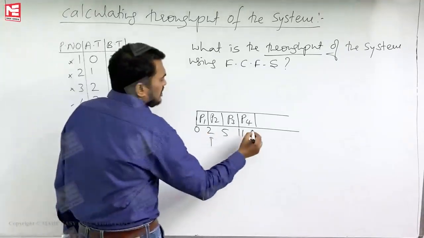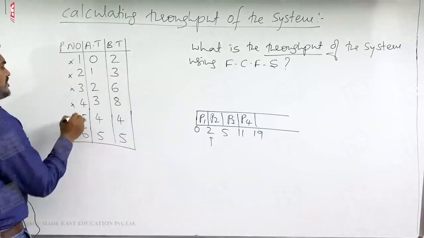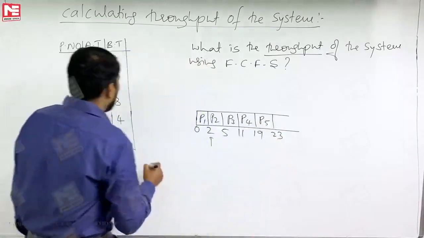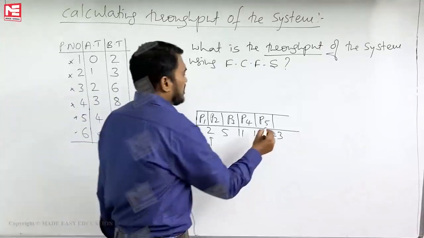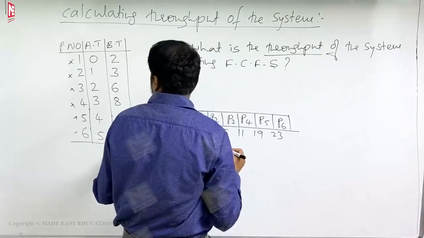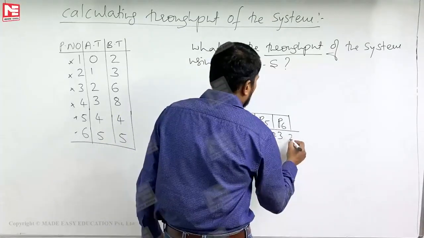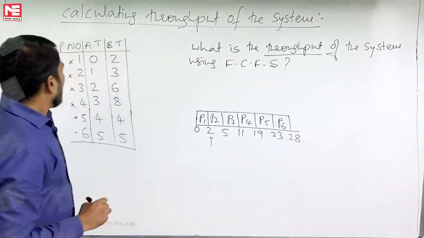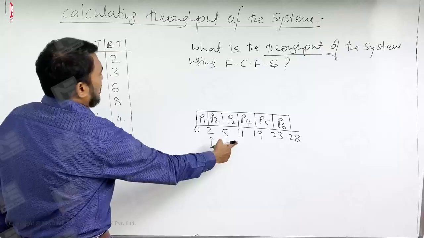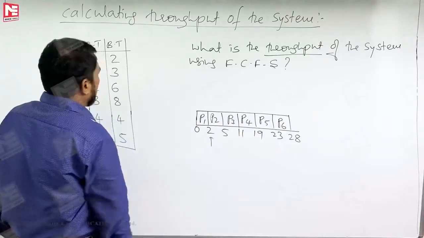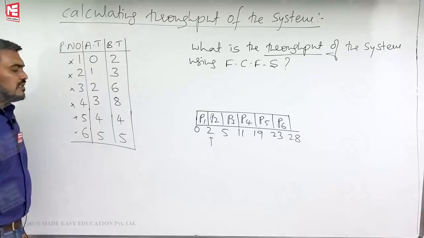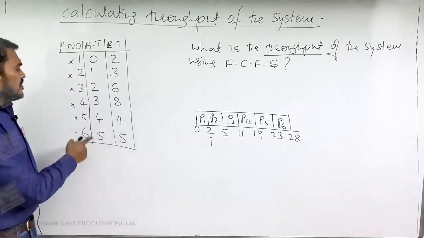P4 requires 8, so 11 plus 8 is 19. Next is P5. P5 requires 4, that is 23. And the last one is P6. How much does P6 require here? P6 requires 5, so that is 28. Are the values correct? That is 2 and 5, 11, 19, and that is 4, 23. Right, so fine. These are the values given to you. Correct, so now all are correct.